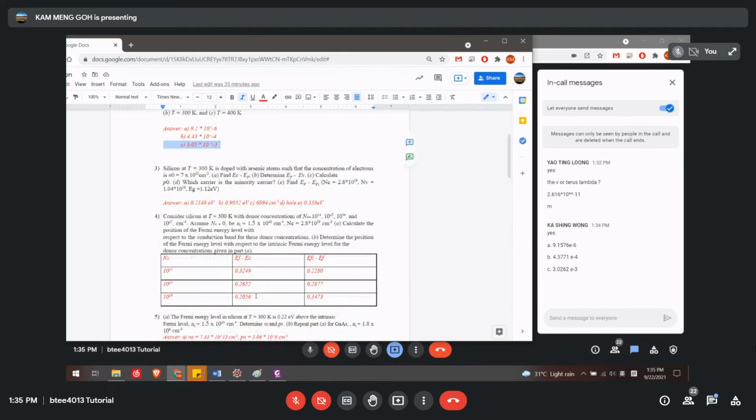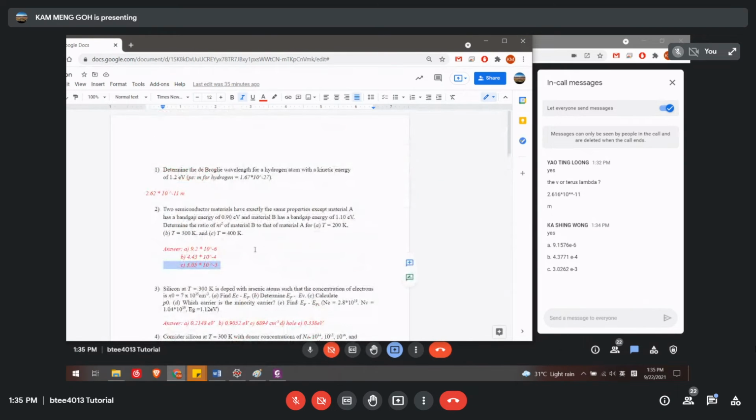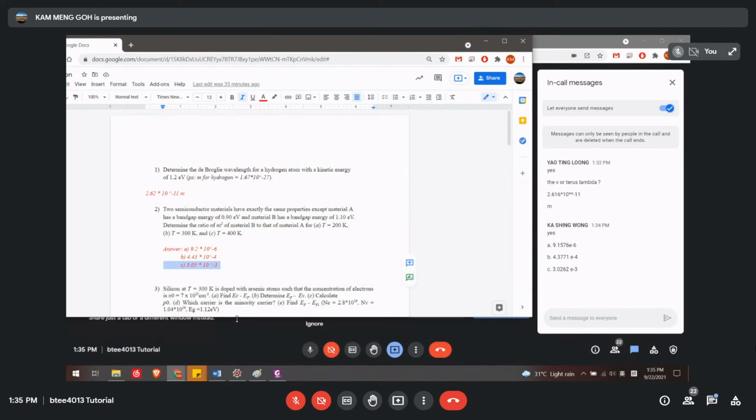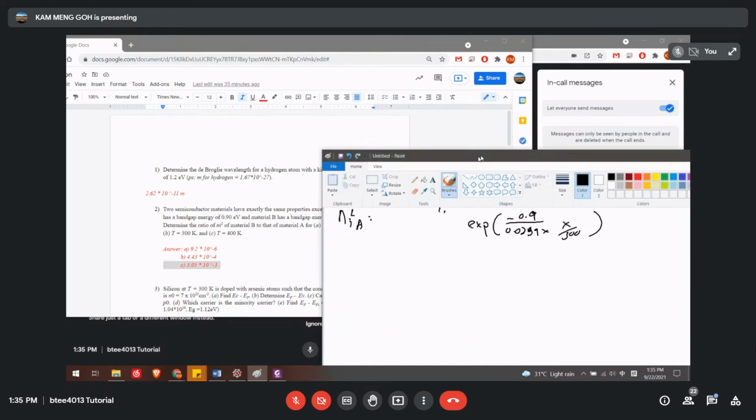Let's see the third one. Silicon at T equals 300K is doped with arsenic atoms such that the electron concentration is n0 equals 7 times 10 to the power 15. Find Ec minus Ef, determine Ef minus Ev, and calculate p0. Which carrier is the minority carrier concentration? Let's see how to do this.